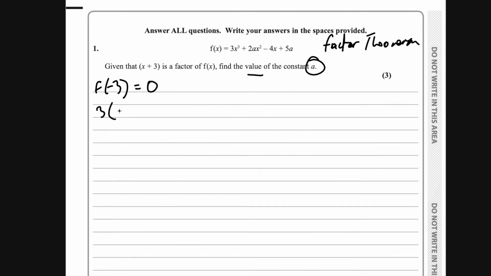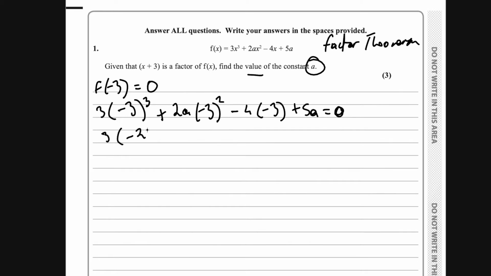So 3 times minus 3 cubed, since the x is cubed here, plus 2 times a, which is our unknown constant that we're trying to work out, times minus 3 squared, minus 4 times minus 3 plus 5a equals 0. What I'm going to be doing here is multiplying this out. So what you get is 3 multiplied by minus 27, minus 3 cubed is minus 27, plus 2a, minus 3 squared is 9, minus 4 times minus 3, positive 12, plus 5a equals 0.